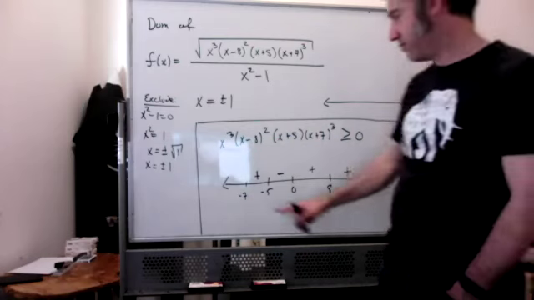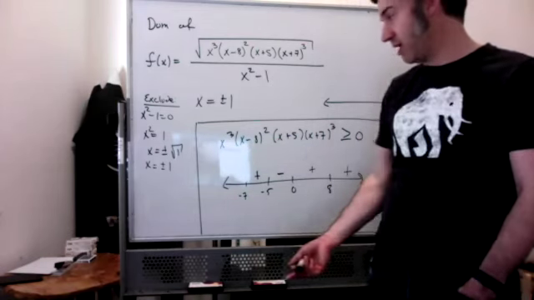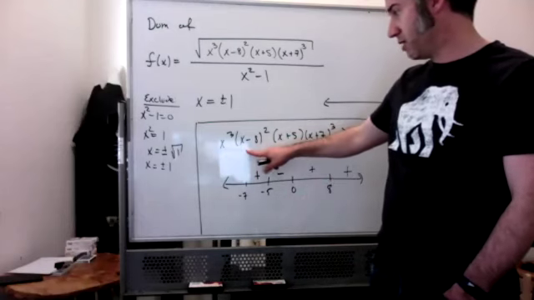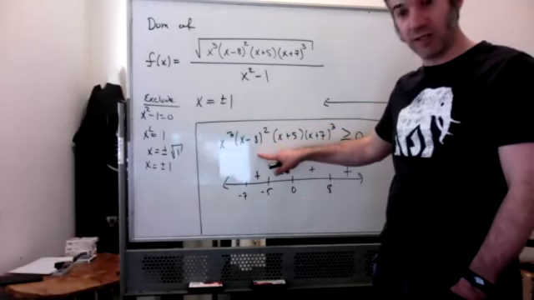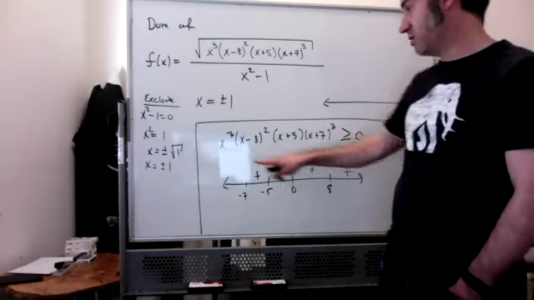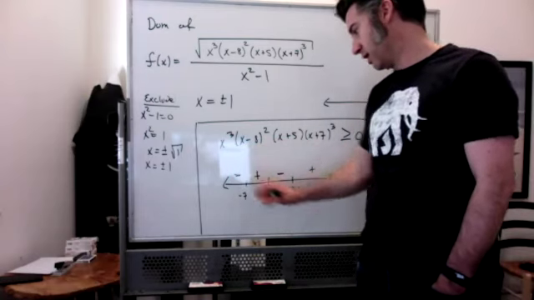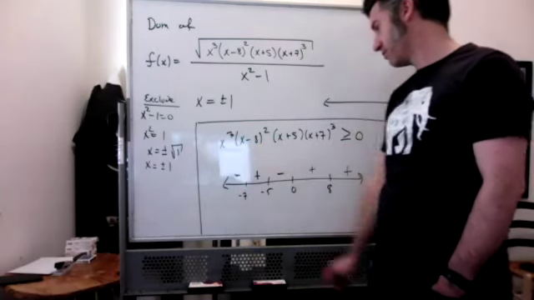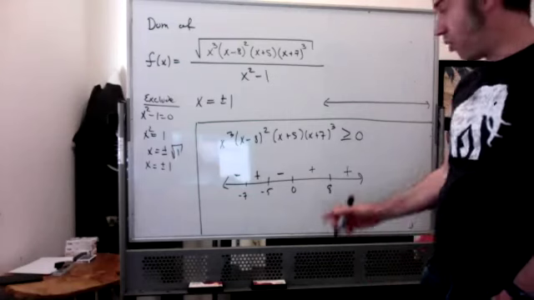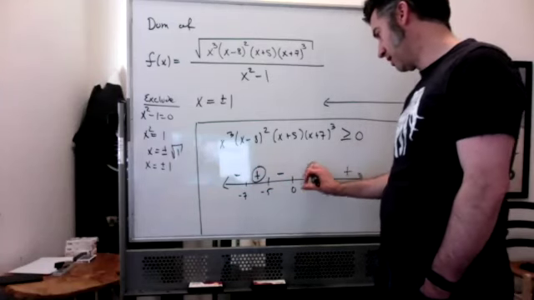And then finally, over on the other side of -7, we can pick something like -8. Negative squared is positive. Negative cubed is still negative. So negative, positive, negative, negative multiplies to a negative. Okay, we want the positive parts, so we want this and this.